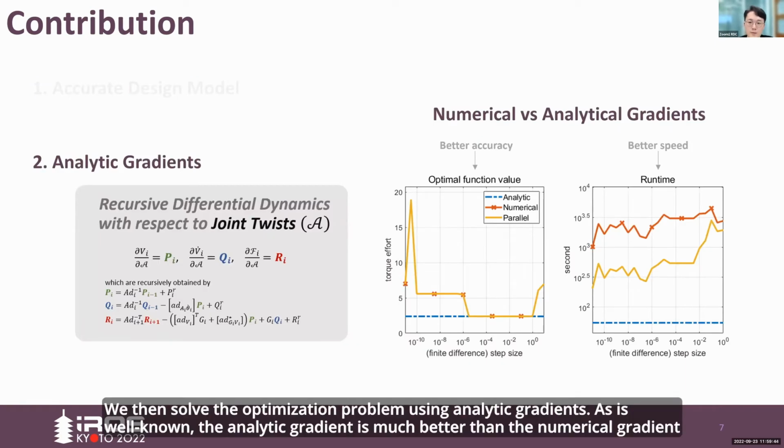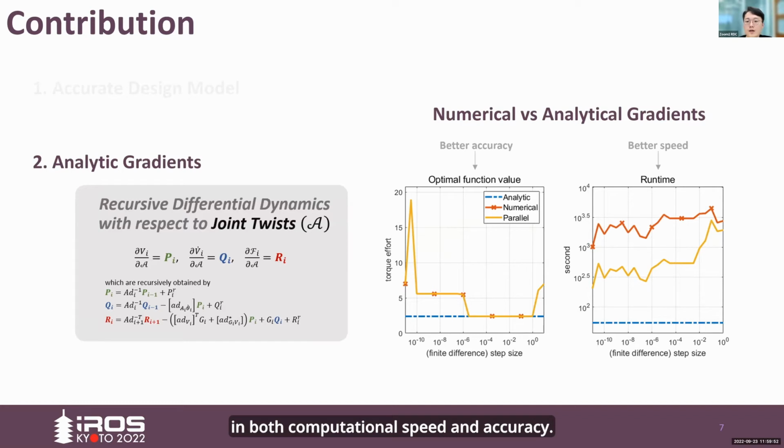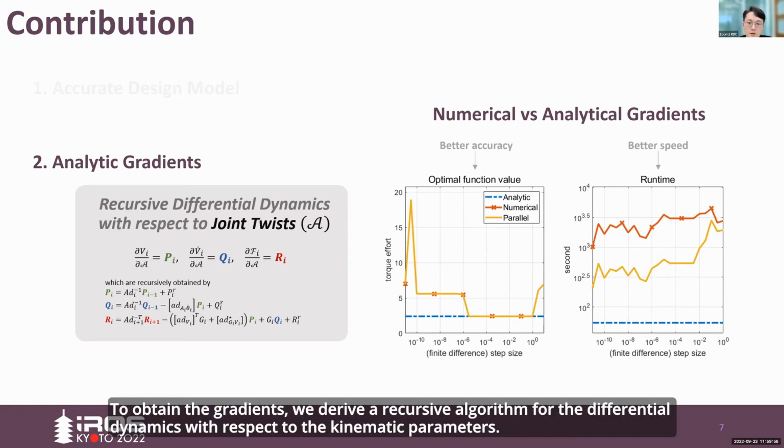We then solve the optimization problem using analytic gradients. As is well known, the analytic gradient is much better than the numerical gradient in both computational speed and accuracy. To obtain the gradients, we derive a recursive algorithm for the differential dynamics with respect to the kinematic parameters.